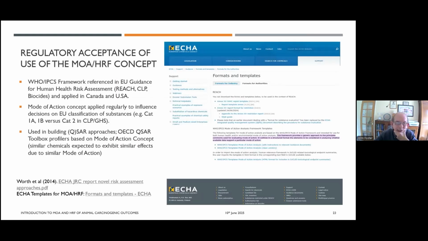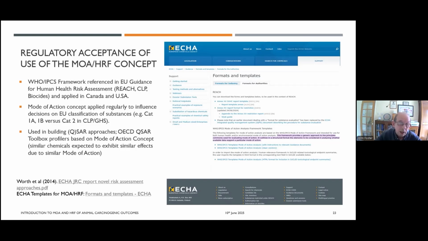So what about regulatory acceptance? This is the ECHA website. It mentions the use of mode of action human relevance here. So they are acquainted with this. So the WHO framework is referenced in EU guidance, in REACH, in classification and labeling of biocides. It's applied in Canada and USA, and it's in their regulations. The concept is used to affect labeling.